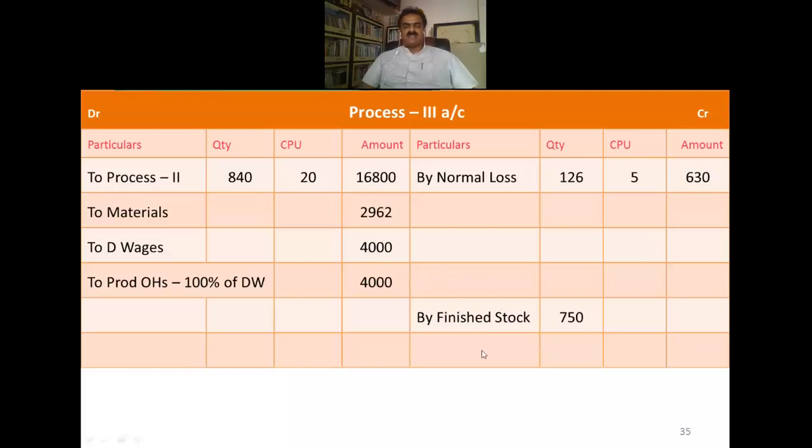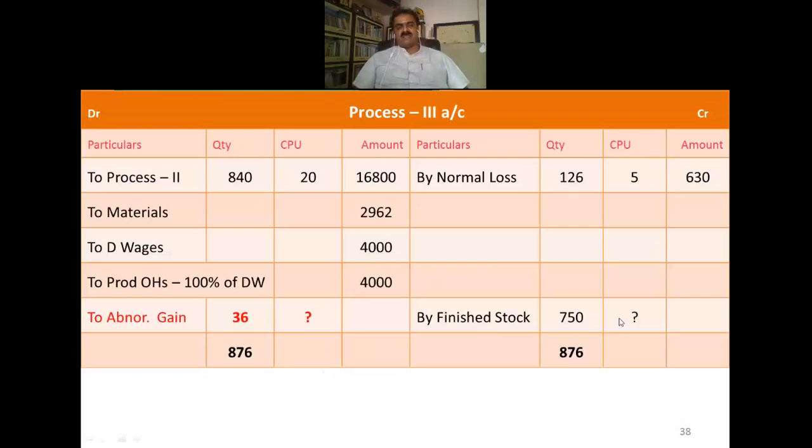Then find the balance. As far as the quantity column is concerned, which side is higher? Credit side is higher. Credit side 750 plus 126 comes to 876. Debit side is only 840, therefore the balance is 36. So these 36 units are called abnormal gain. Balancing figure on the credit side is called abnormal loss, and balancing figure on the debit side is called abnormal gain. So how to calculate per unit for these two, abnormal gain and finished stock?